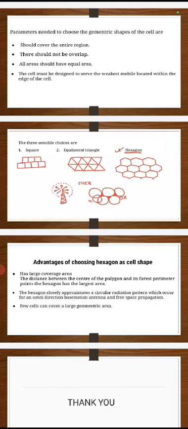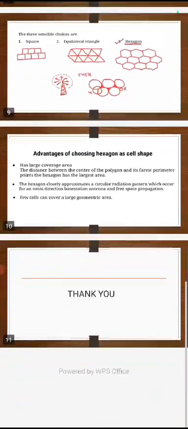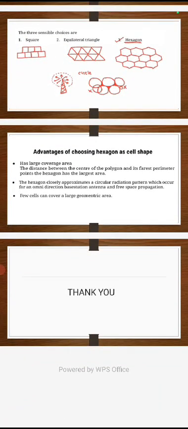Considering these parameters, there are three sensible choices. First is a square shape, then an equilateral triangle, and a hexagonal shape. The universally used shape is hexagonal because it can cover areas like a circle. Usually the base station will transmit signals in all directions, that is, in 360-degree directions. So the correct option for the cell is the circle only.